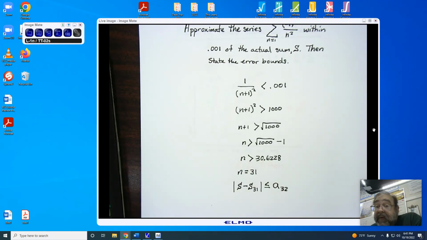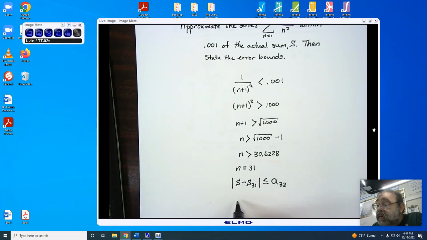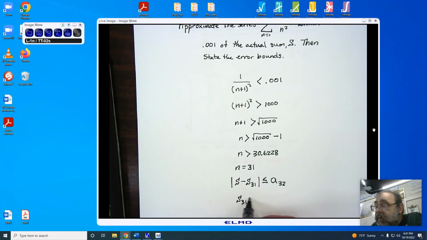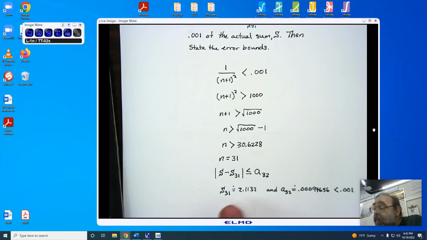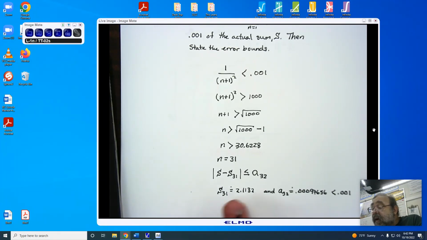Now, I've already gone through the effort, and I've found what S sub 31 is. S sub 31 is approximately 2.1132, and A sub 32 is approximately 0.00097656. And you'll notice A sub 32 is less than 0.001. So I've now found how many terms I need to add together so that my answer is within this error.